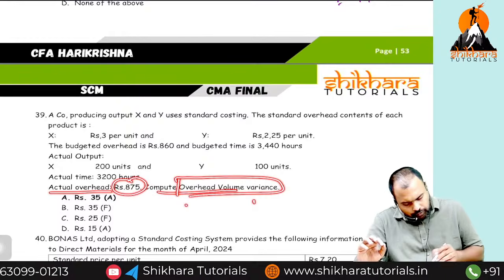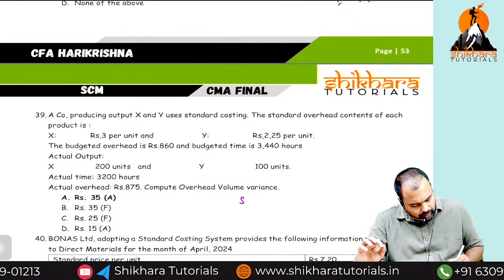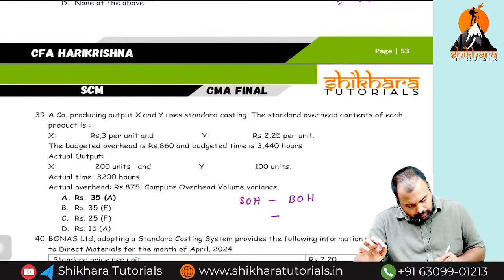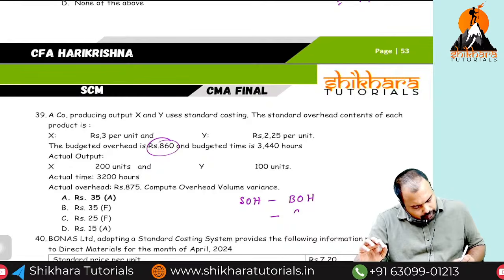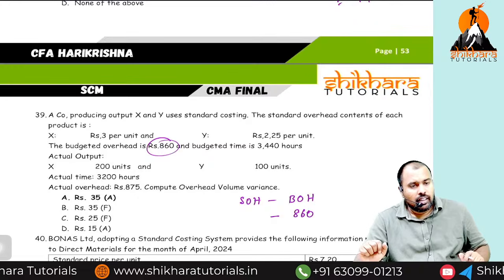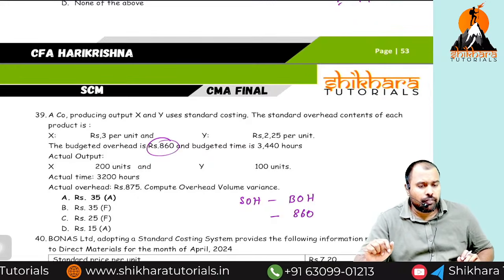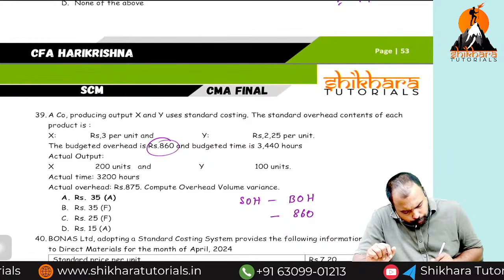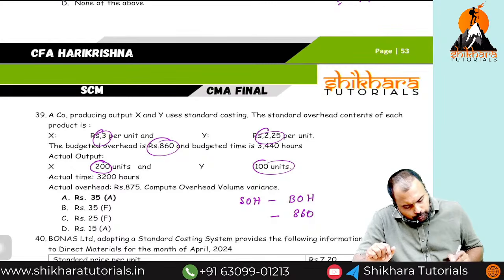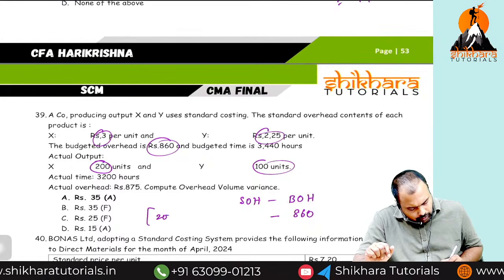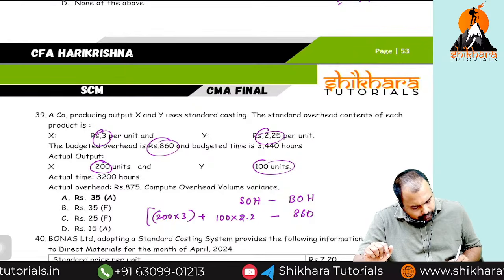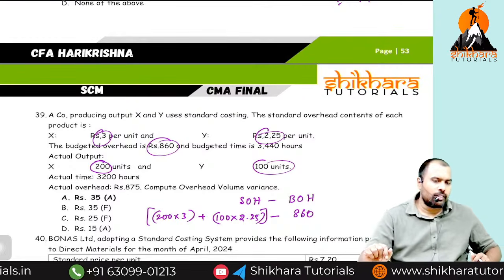Volume variance is the difference between SOH and BOH. Budgeted overhead is 860. So BOH is given, and we are supposed to find out SOH. SOH is always the absorbed overhead for actual output. What is the actual output? 200 and 100, and the rate based on standard is 3 and 2.25. So SOH has to be 200 into 3 plus 100 into 2.25. That is always the absorbed overhead.